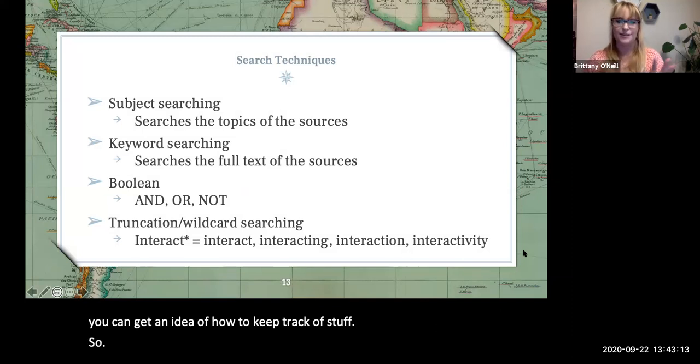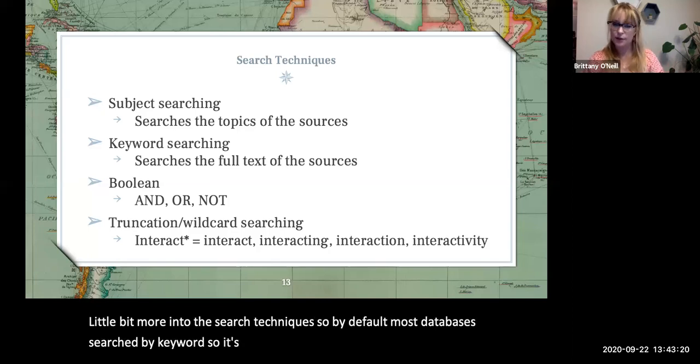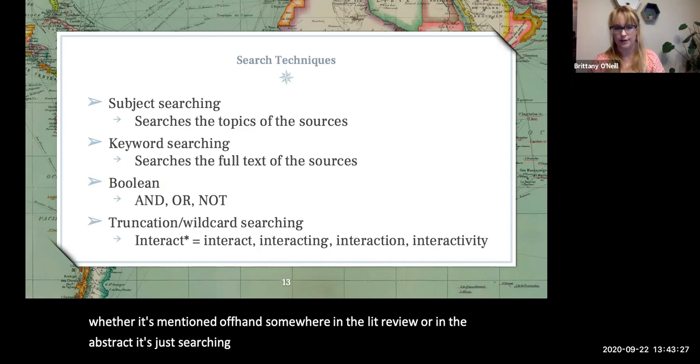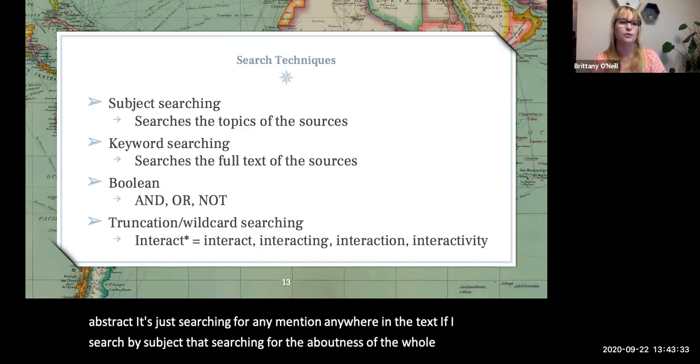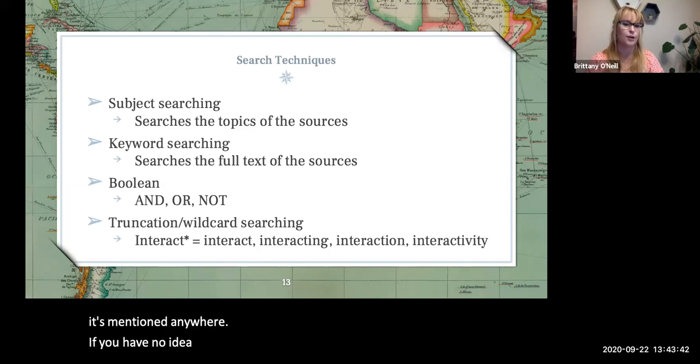So, a little bit more into the search techniques. By default, most databases search by keyword. So it's searching the full text of the sources, whether it's mentioned offhand somewhere in the lit review or in the abstract. It's just searching for any mention anywhere in the text. If I search by subject, that's searching for the aboutness of the whole article. So that's looking at what the core focus of the article is and not just if it's mentioned anywhere. If you have no idea what subjects to use, ask your librarian. We're experts at this. We can help you figure it out.